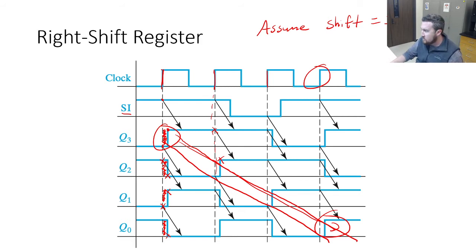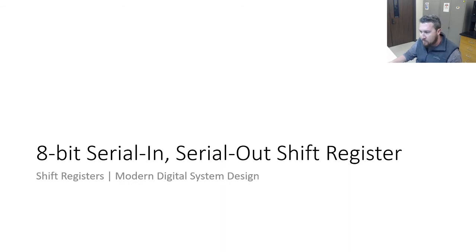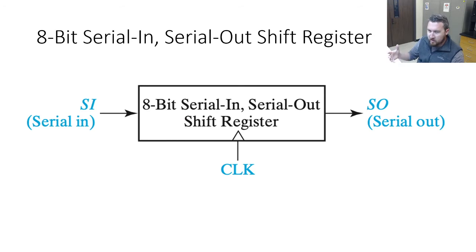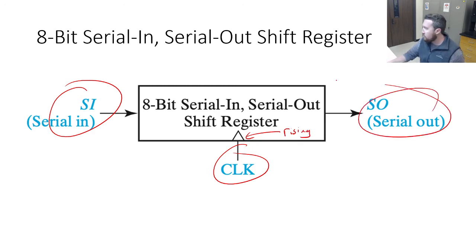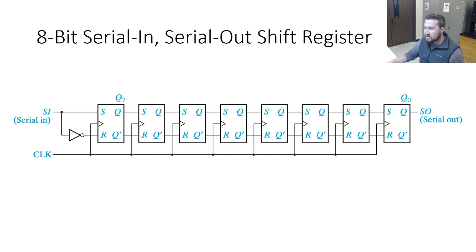All right, in that case, let's take a look at this guy, an 8-bit serial in, serial out shift register. We can draw it on our logic schematics using just this really simple block diagram where we've got serial in, we've got a clock. Again, notice no bubble, so that's rising edge. And then we've got some serial out. So let's take a look on the inside. Now here you'll notice they used SR flip-flops.